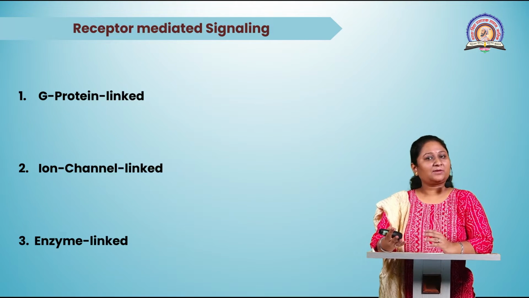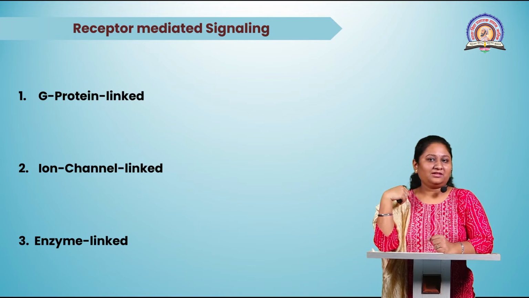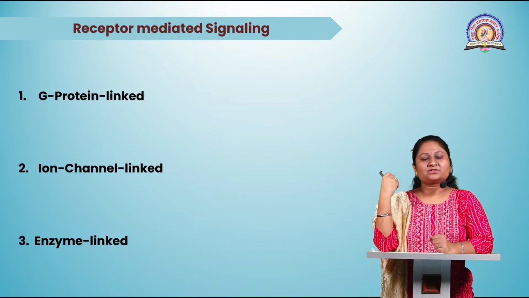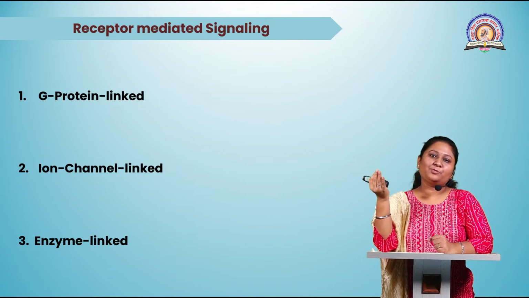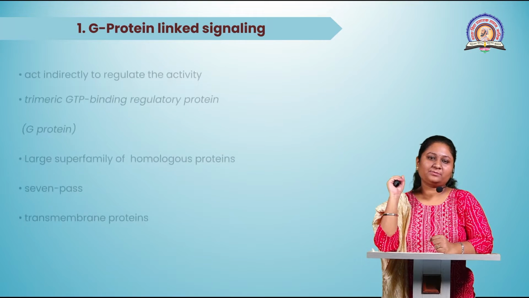There are three types of receptors through which the signaling molecules can bind. They are G protein linked receptors, ion channel linked receptors, and enzyme linked receptors. Now, after this, we'll discuss each type of receptor in detail. First, let us discuss G protein linked receptors.